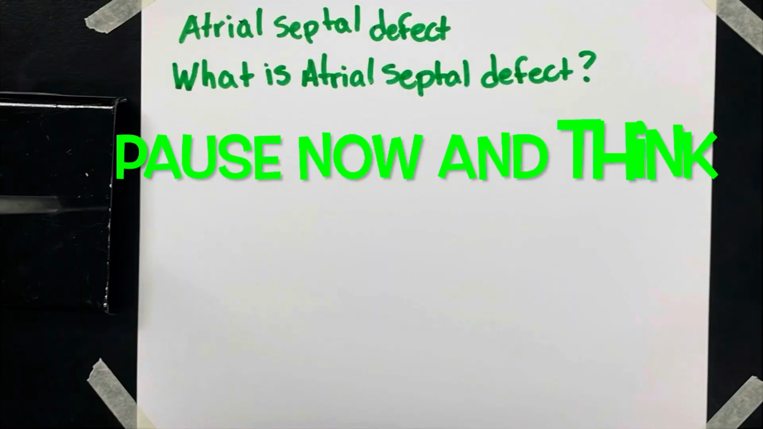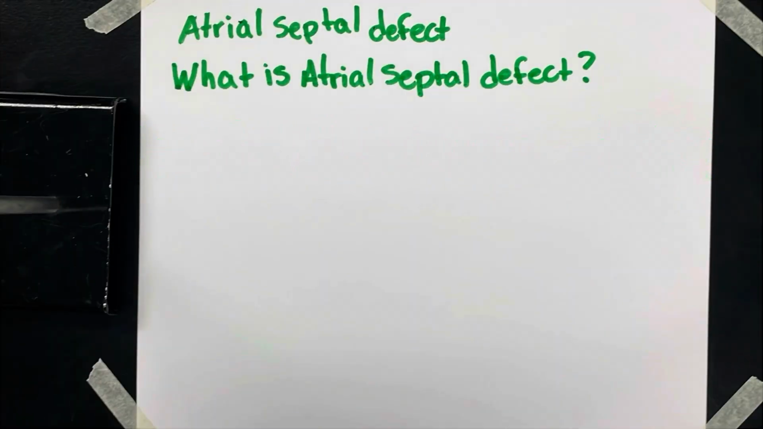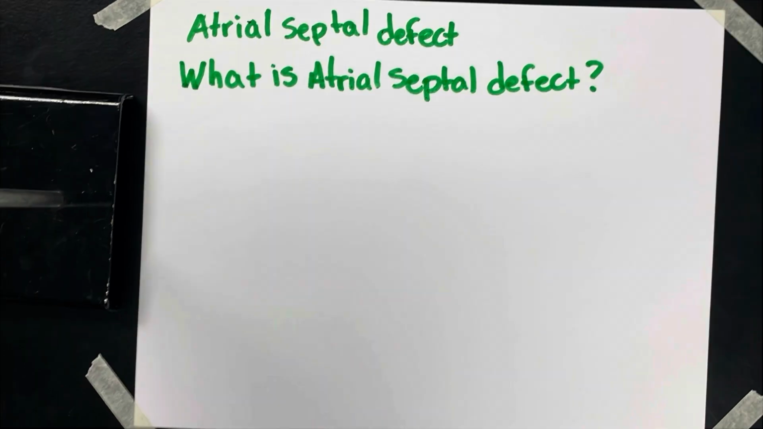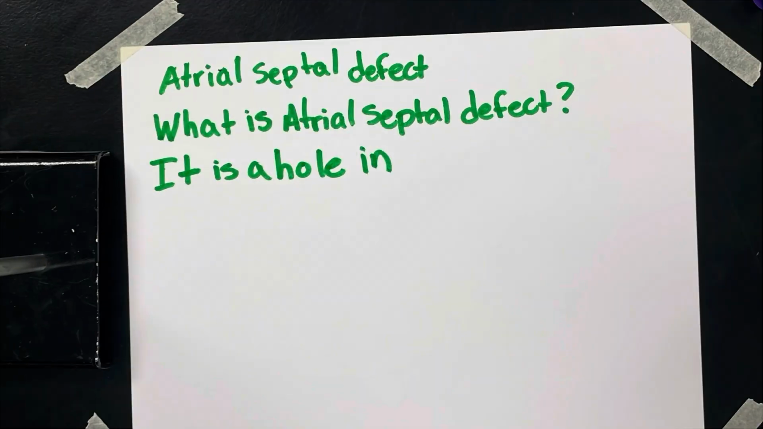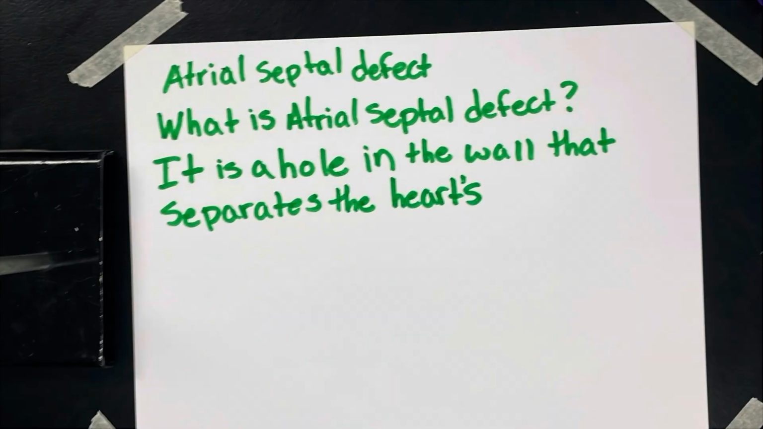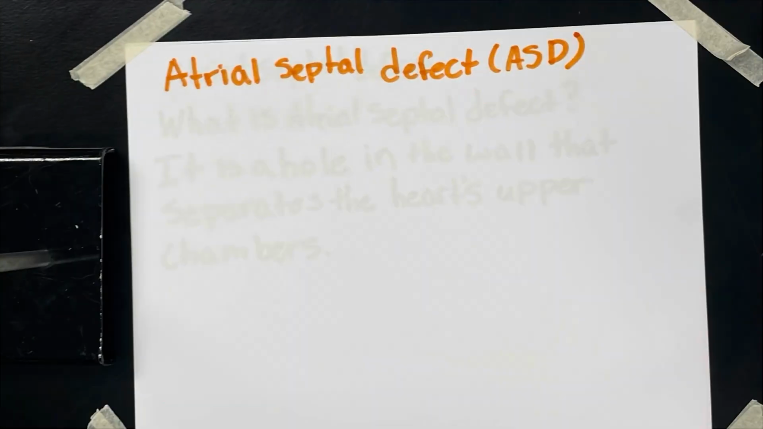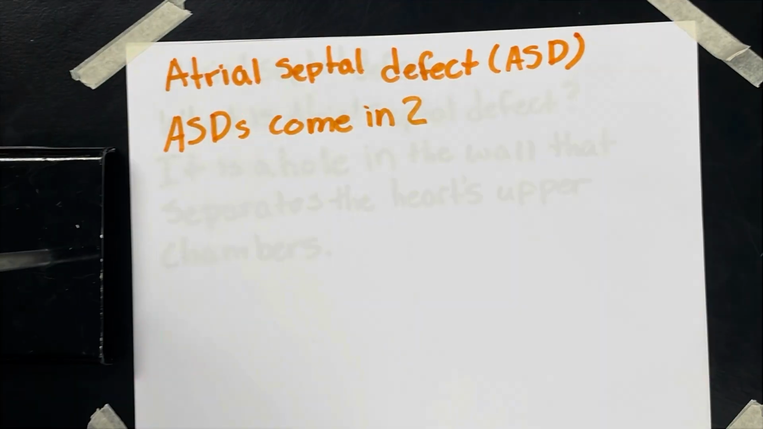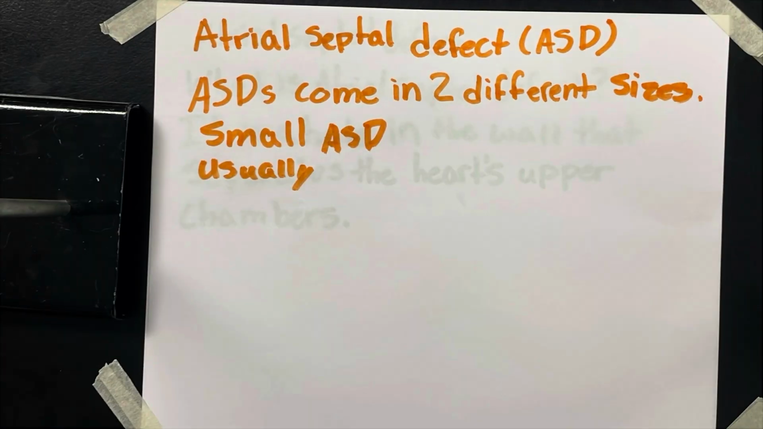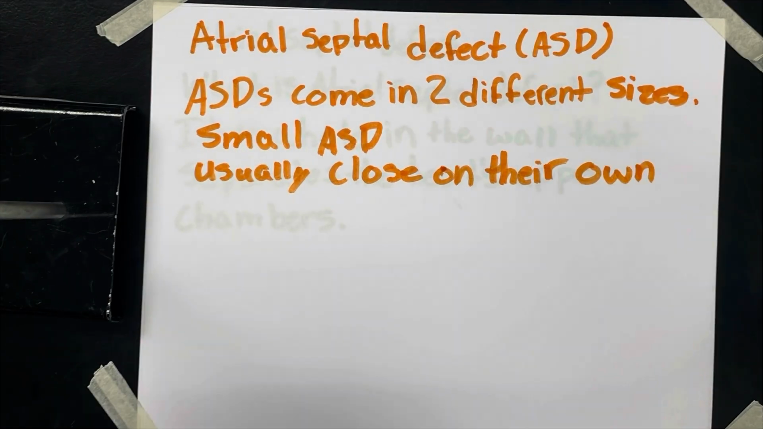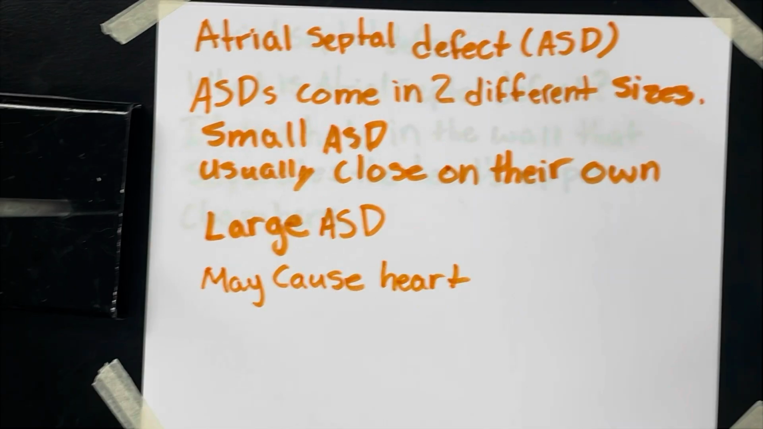Atrial septal defect. What is atrial septal defect? A hole in the wall that separates the heart's inner chambers. Atrial septal defect, ASD for short, comes in two different sizes. Small ASD usually close on their own, but large ASD may cause heart damage if left untreated and must be closed via surgery.